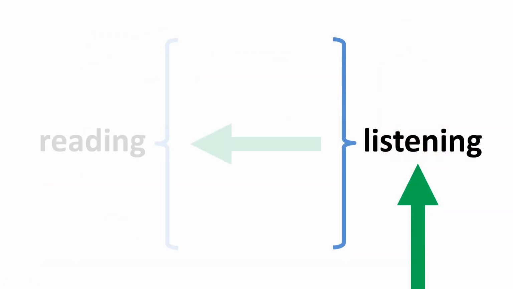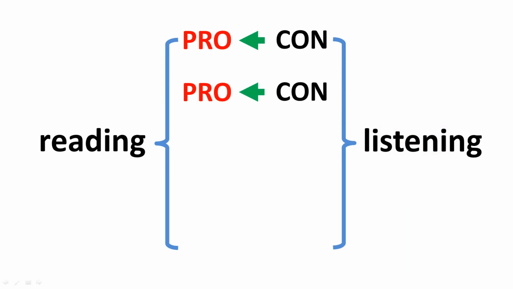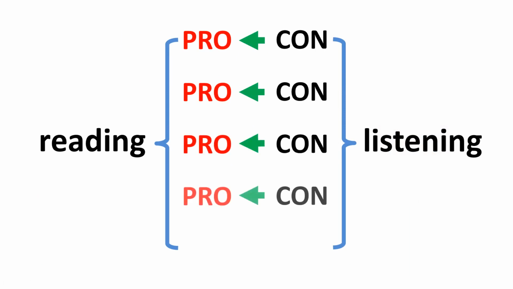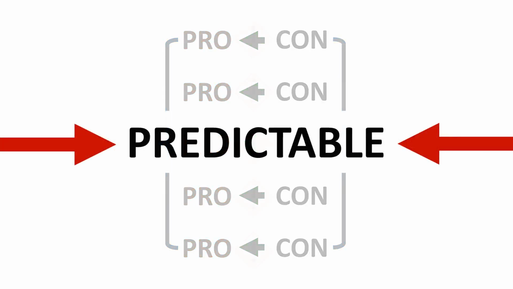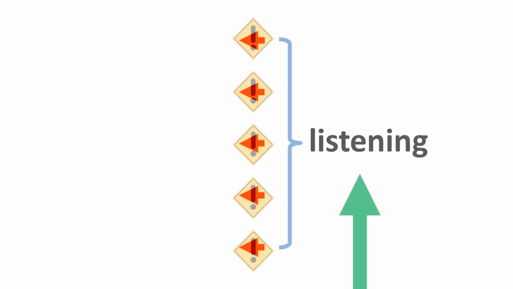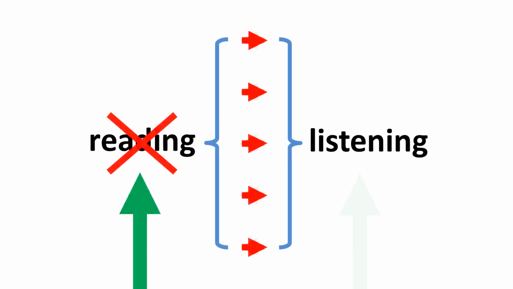The listening will argue against the reading point by point. This pattern is predictable. Please remember, the listening always argues against the reading. The reading never argues against the listening.